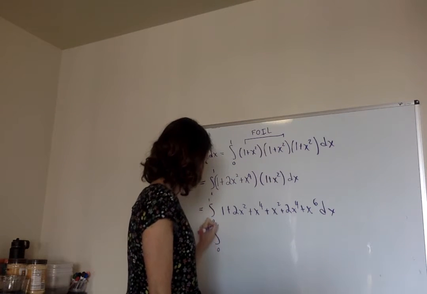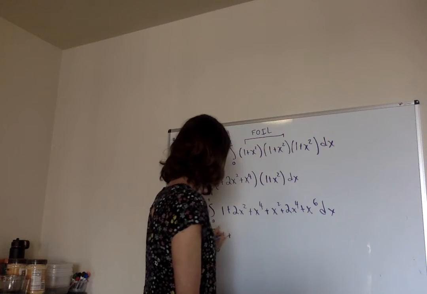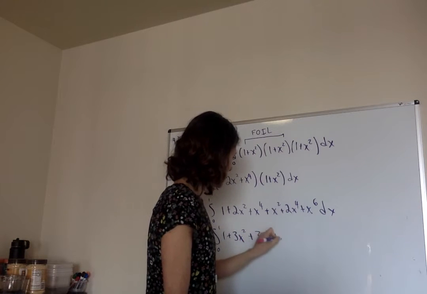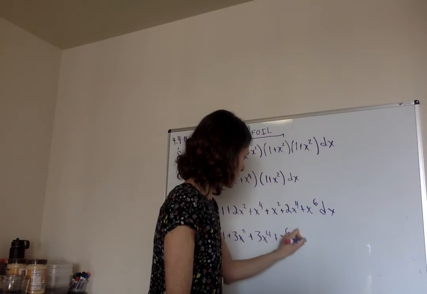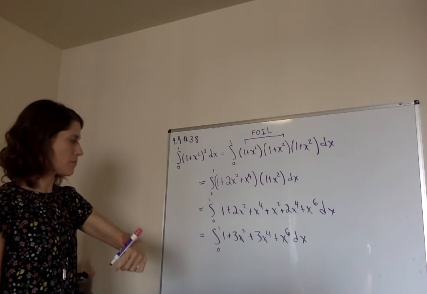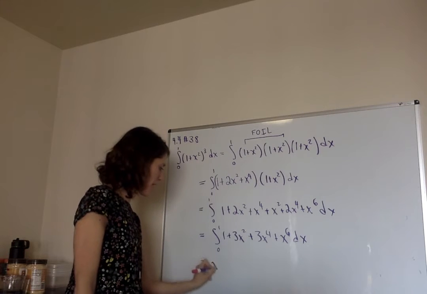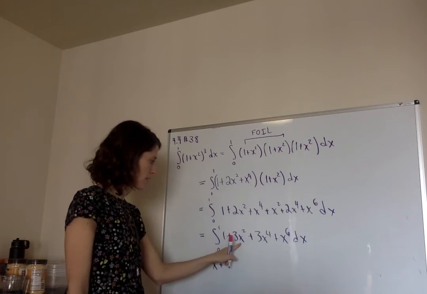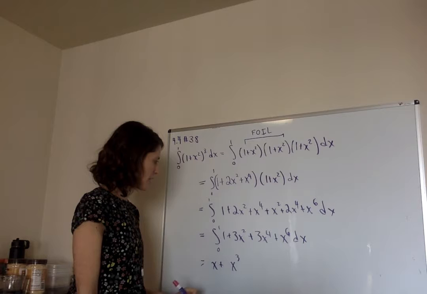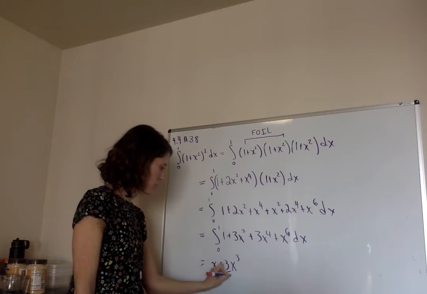Okay, so I've got the integral from 0 to 1. Now I'm just going to combine some like terms. I have 1 plus 3x squared plus 3x to the 4th plus x to the 6th. Integrating, I'm using the opposite of my power rule. The antiderivative of 1 is x. Here, 3x squared: the x squared, when I integrate, becomes an x cubed, and then I need to divide by 3. So I would have 3x cubed over 3.